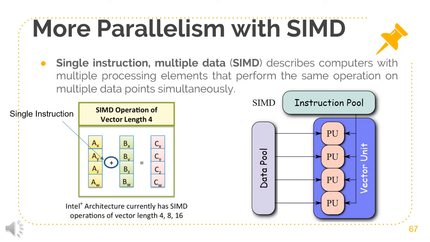Single instruction, multiple data, SIMD, describes computers with multiple processing elements that perform the same operation on multiple data points simultaneously. As can be seen, 4 operations are performed with one single instruction, but the principle is the same. A vector of 4 values is loaded from memory into registers. In some computer architectures, a single SIMD instruction performs 4 operations: addition, subtraction, multiplication, and division, at once, in parallel. Then the entire vector is written back to memory.